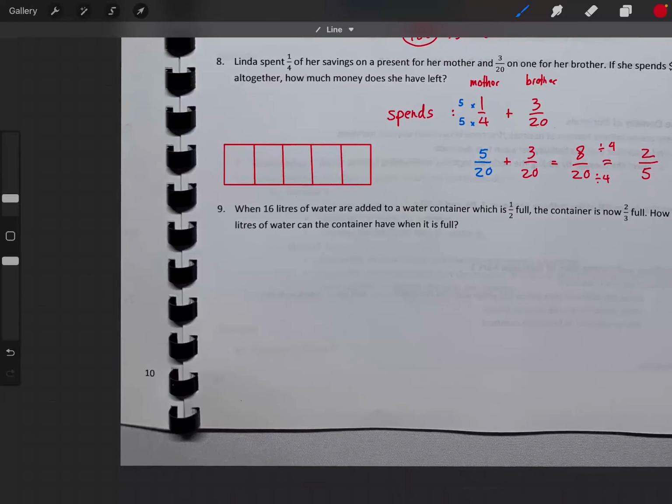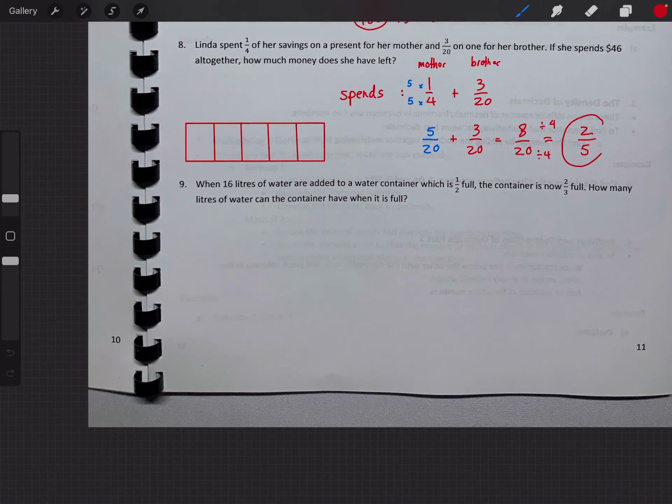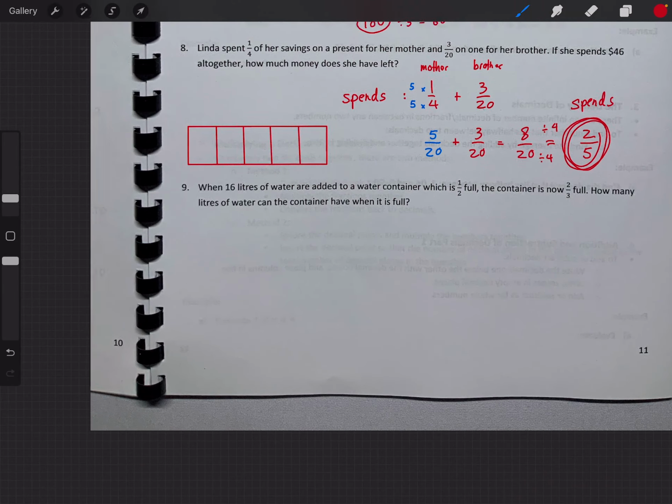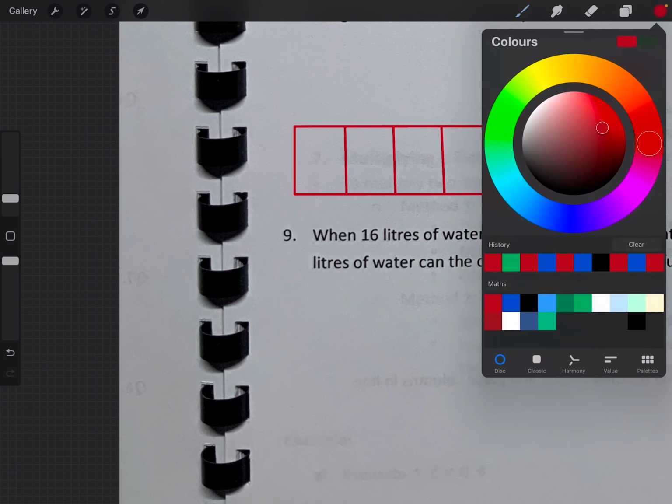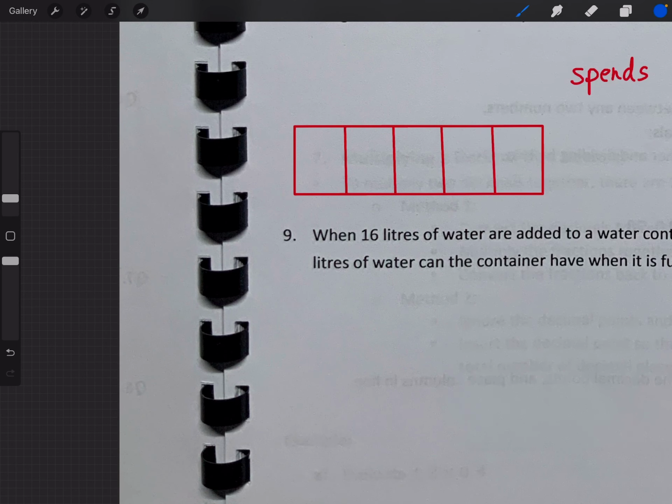Now, she spent 2/5. This is how much she spends. So what does that mean? She spent this much. Let me show you.